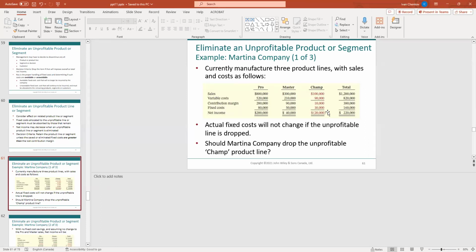If the champ is unprofitable, we have to drop it. Yes, it is unprofitable. But it's sharing the fixed cost. So it means that we have actually dropped in profitability if we drop it. That is also correct. So what should I do? Drop it or not drop it? Keep it.